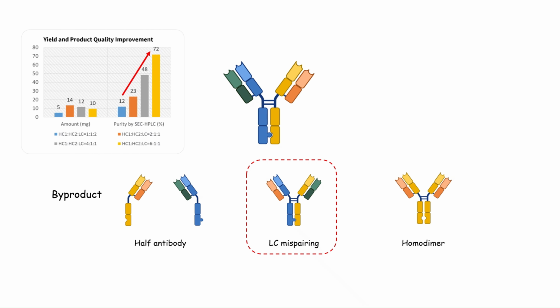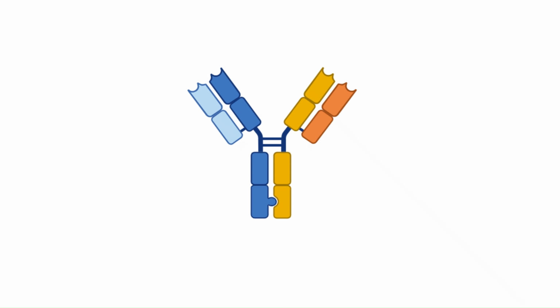Optimized chain ratio and purification strategies may help reduce these byproducts, while format design can promote correct chain pairing at the source. Pairing-controlled architectures, such as the Fab replacement strategy in WuXi Body, enforce correct assembly by replacing the CH1-CL with engineered domains derived from TCR beta and alpha, therefore eliminating light chain mispairing.